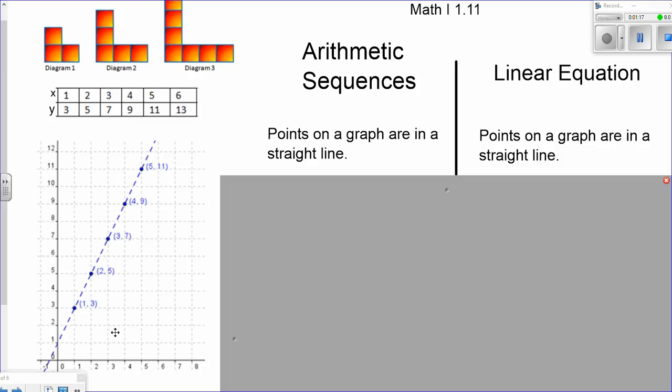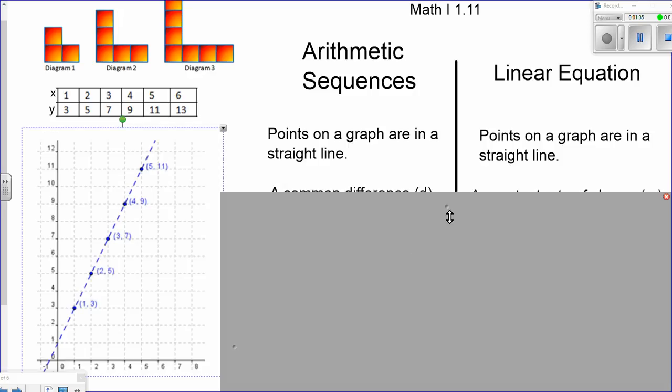Every arithmetic sequence that we have graphed in class has been a straight line, and that is because, as we'll talk about in a minute, we have a constant rate of change, or a constant number that is being added with every possible diagram or every possible figure in the sequence. So that is important to note. It is a similarity between the two.